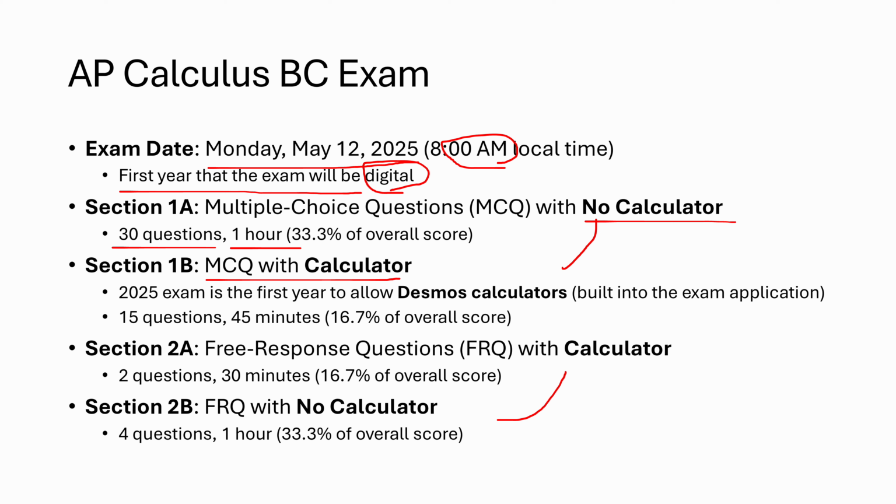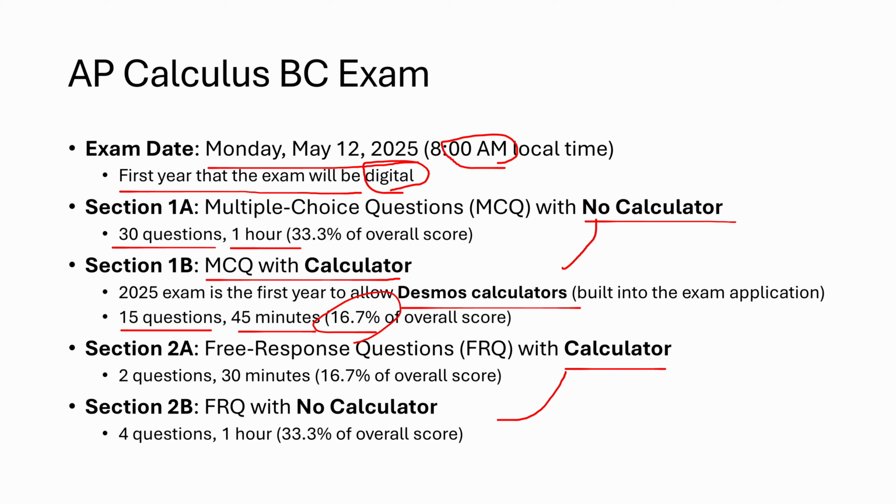And surprisingly, College Board allowed the use of Desmos calculators, which are built into the SAT, but I guess they extended into APs. And these calculators are built into the exam application, so you also want to bring a graphing calculator that you have, but if you don't have one, there is always a Desmos calculator, which is very comfortable to use. There are 15 questions and 45 minutes in section 1B, and it will comprise 1/6 of your overall score. Section 2A is the start of the free response questions with calculator.